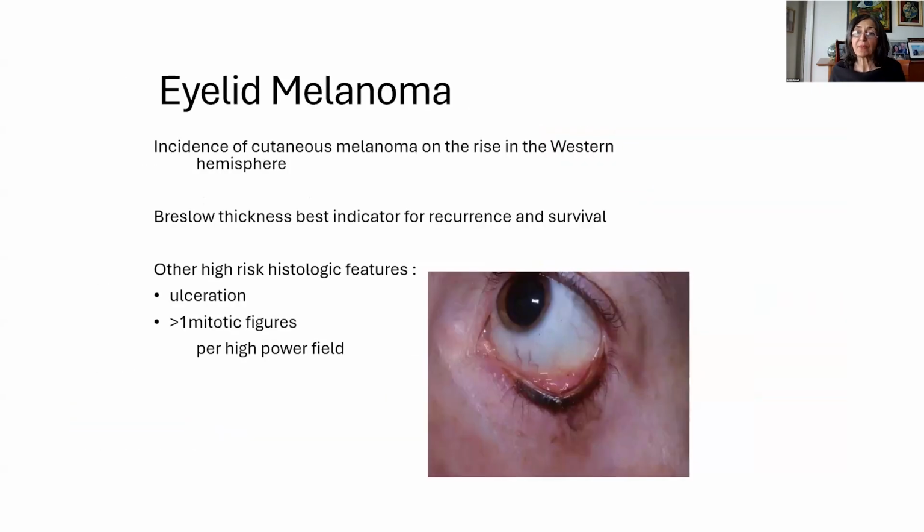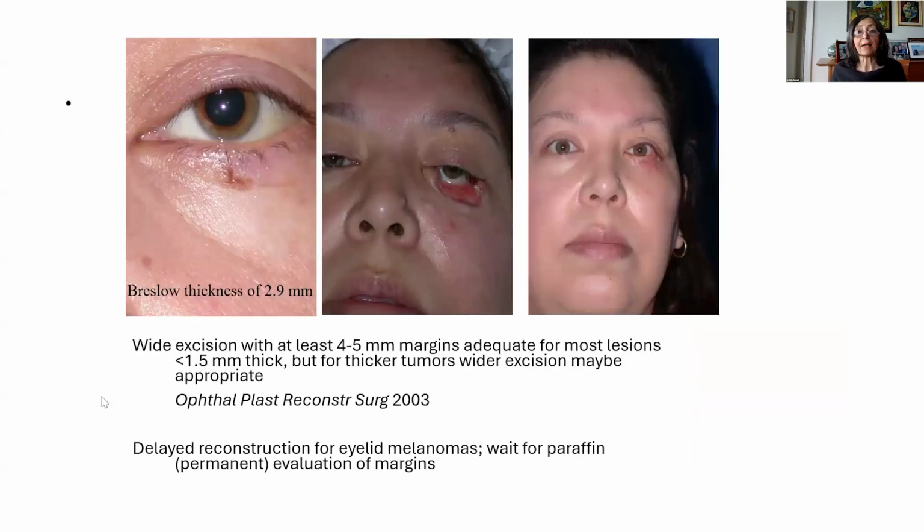I'm going to say a few words about eyelid melanomas. These are a little more frequently encountered in Western hemispheres. They may be less commonly seen in Asia or in Africa, but still a potentially aggressive and potentially life-threatening cancer, so it's worth mentioning at least.